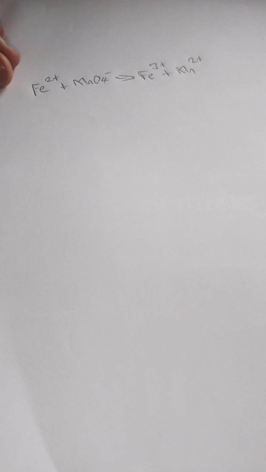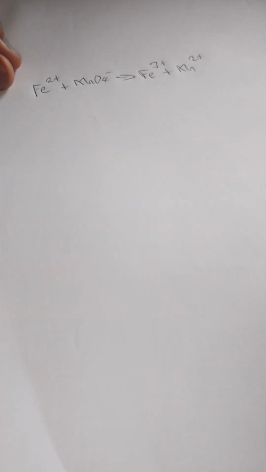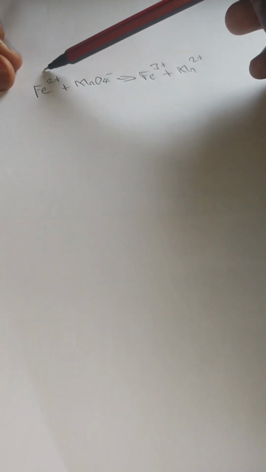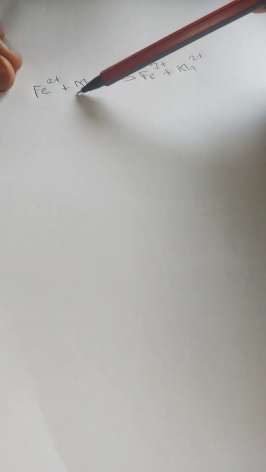So how do we separate into half reactions? That's our step one. When we say separating into half reactions, we mean we separate the Fe2+ and the MnO4-. That's what we mean when we say separate half reactions. That's the first step whenever you are balancing in acidic media.